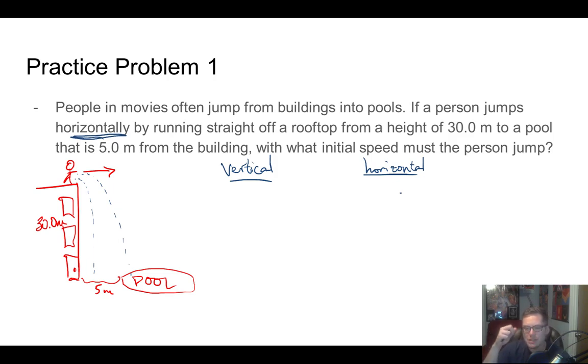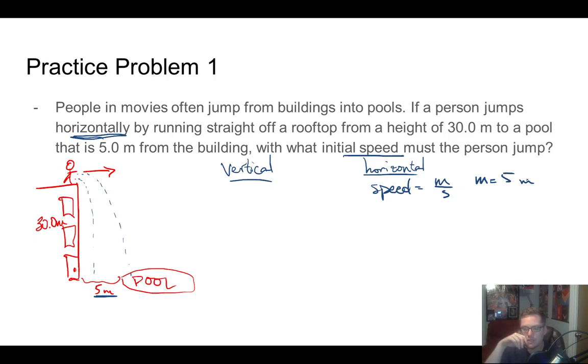So let's think about what we need from the vertical parts in order to solve the horizontal. If we want to know the initial speed, the units for speed are meters per second. So we need a distance and a time. We know the distance we need to cover is 5 meters. That's easy, but we need to know how much time.